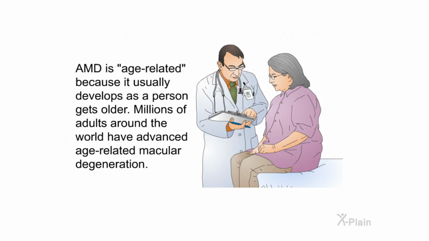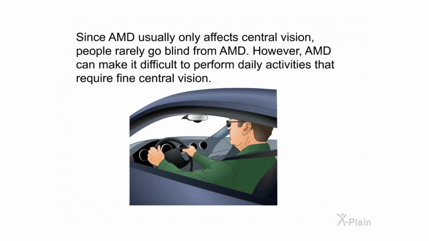AMD is age-related because it usually develops as a person gets older. Millions of adults around the world have advanced age-related macular degeneration. Since AMD usually only affects central vision, people rarely go blind from AMD. However, AMD can make it difficult to perform daily activities that require fine central vision.